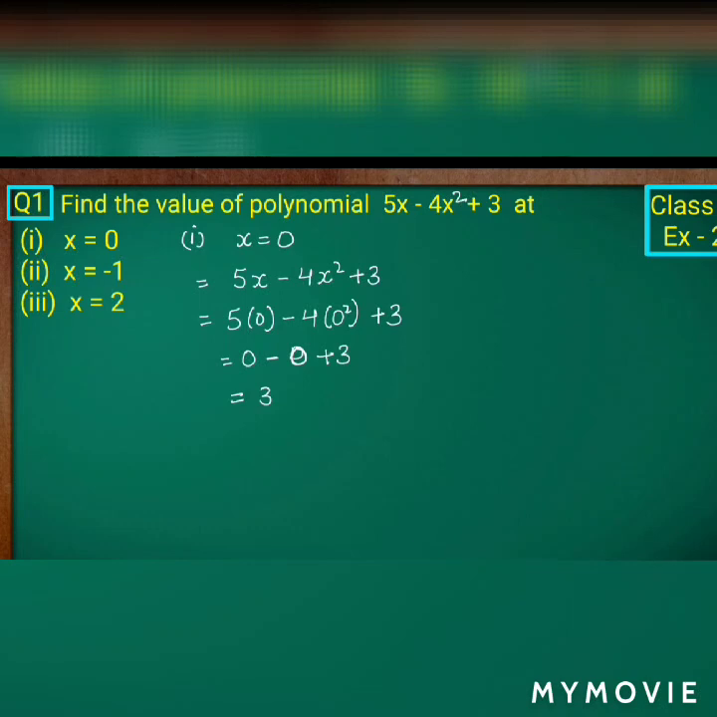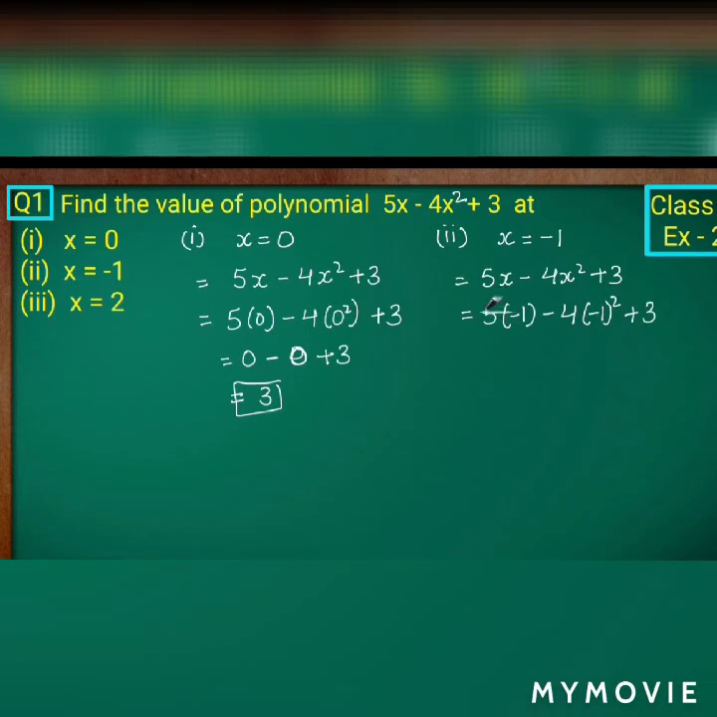In the same way, we have to find the value of the polynomial at x equals minus 1 as well as x equals 2. When we are taking x equals minus 1, p of minus 1, in the place of x we have to substitute the value minus 1, in 5x minus 4x square plus 3. So p of minus 1 equals, in the place of x we are going to substitute the value minus 1. 5 into minus 1 minus 4 into minus 1 whole square plus 3.